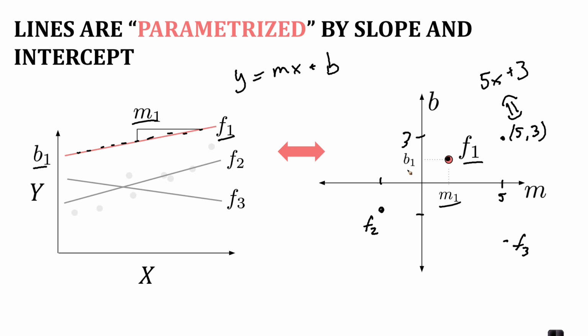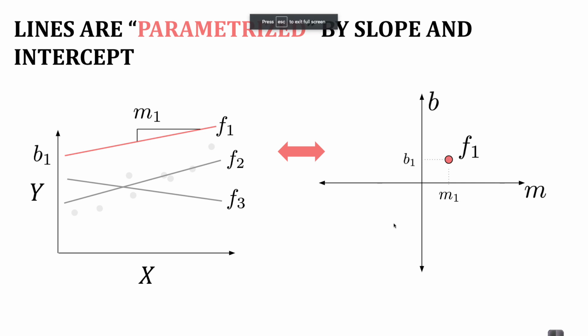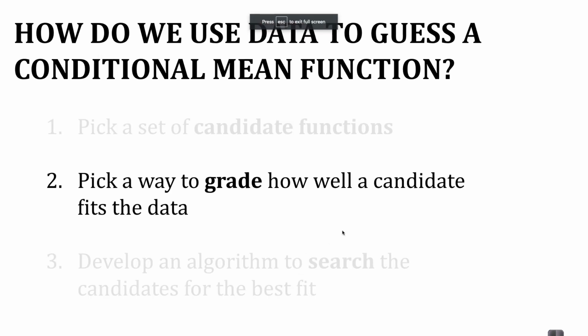So these m and b I call the parameters of this function. And all I'm saying is that this function class, I can just summarize by saying what are the values of the parameters of that function. That's the basic idea. We'll see why this is useful. Very useful.